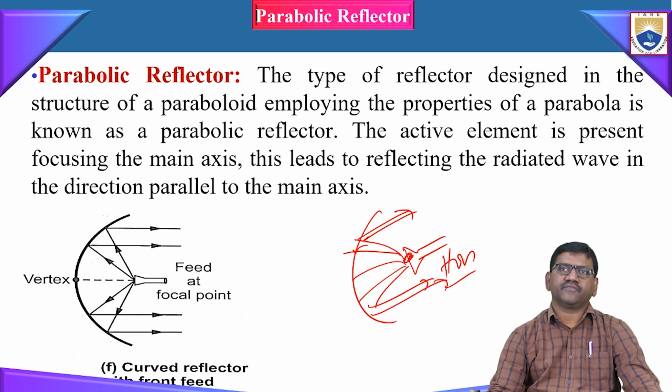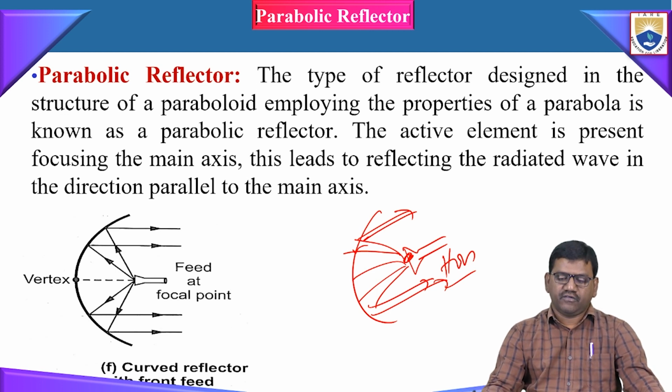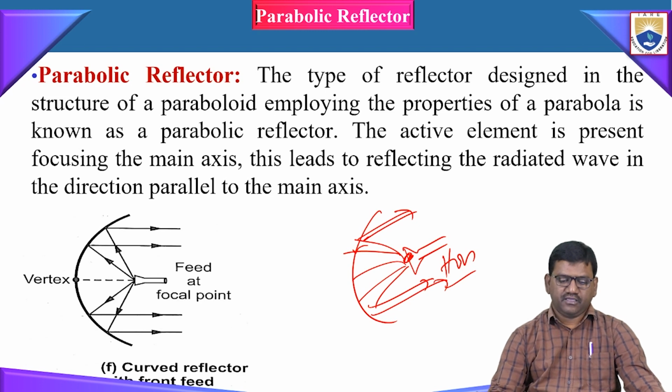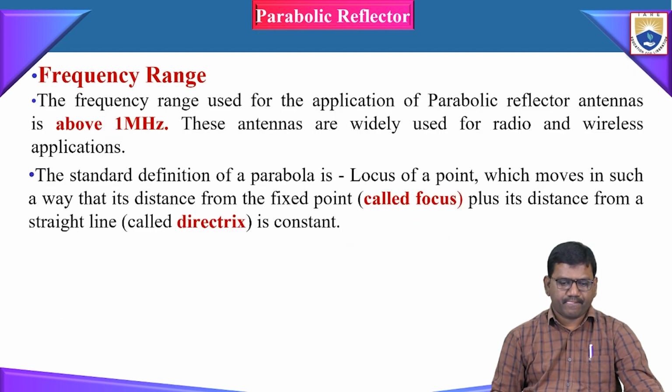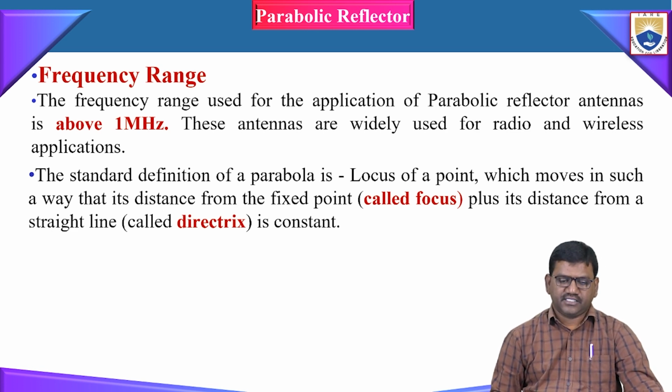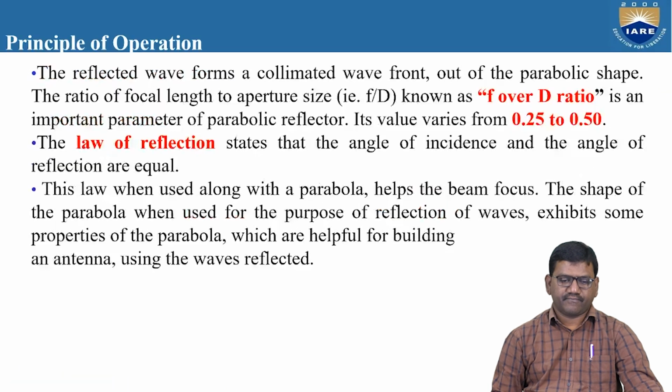It is always preferable that at the focal point, the active element is placed for exciting the parabolic reflector antenna. The active element is present focusing on the main axis. This leads to reflecting the radiated wave in the direction parallel to the main axis. The frequency range we can use is in the megahertz range, above 1 megahertz.